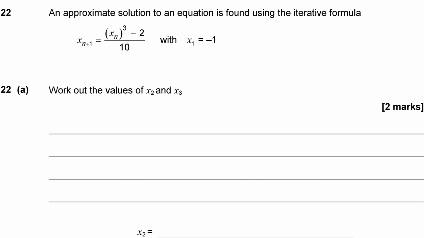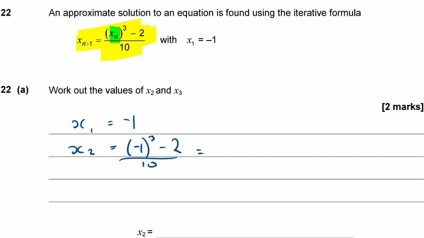Okay, well, this is our iterative formula here, x(n+1), and what we do is we sub in our last value into the formula to get our next value. So if x1 is equal to minus 1, like it says in the question, then x2 is going to be my x1 value, which is minus 1, all cubed, subtract 2, and then divided by 10, which is what? Negative 1 cubed is negative 1, subtract 2 is negative 3, divided by 10 is negative 0.3 then, isn't it?